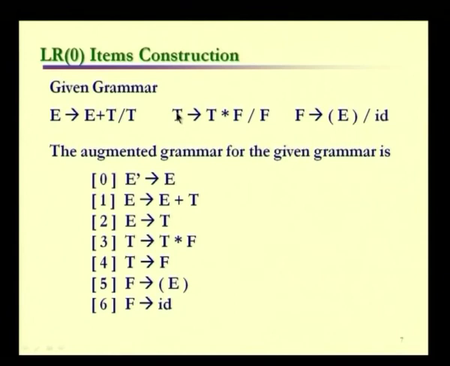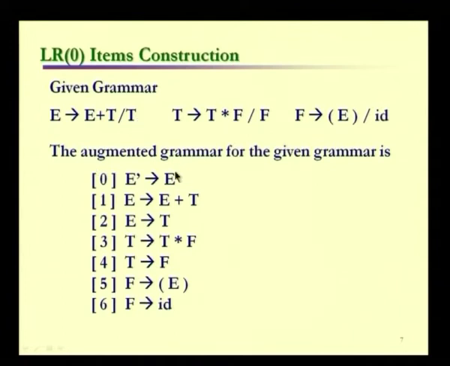So, we shall have the construction of LR(0) items. The grammar given to you is the unambiguous grammar, which is equivalent to the expression grammar. E derives E plus T or T, and T derives T star F or F, and F derives open bracket E closing bracket or ID.